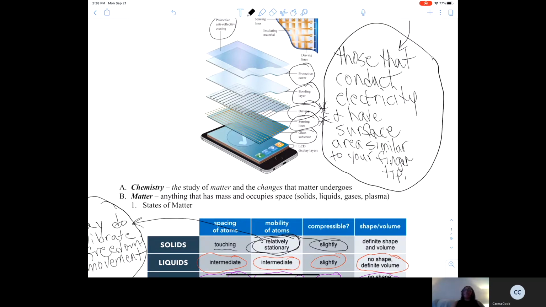Now, if you touch your touch screen with something that's not electrically conductive, like something made of plastic or something made of glass, then your touch screen will not respond. But if you touch it with a metal, and if that metal is similar in surface area to your fingertip, then your touch screen will respond to it.